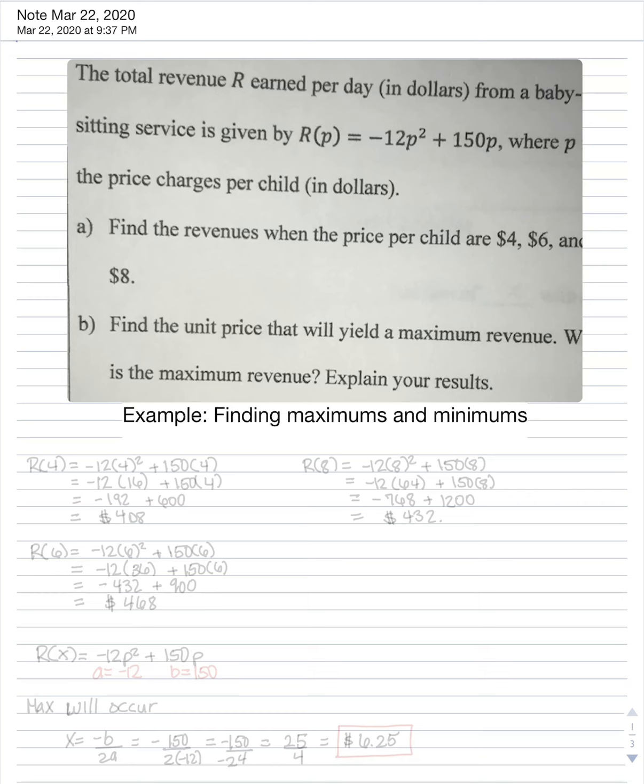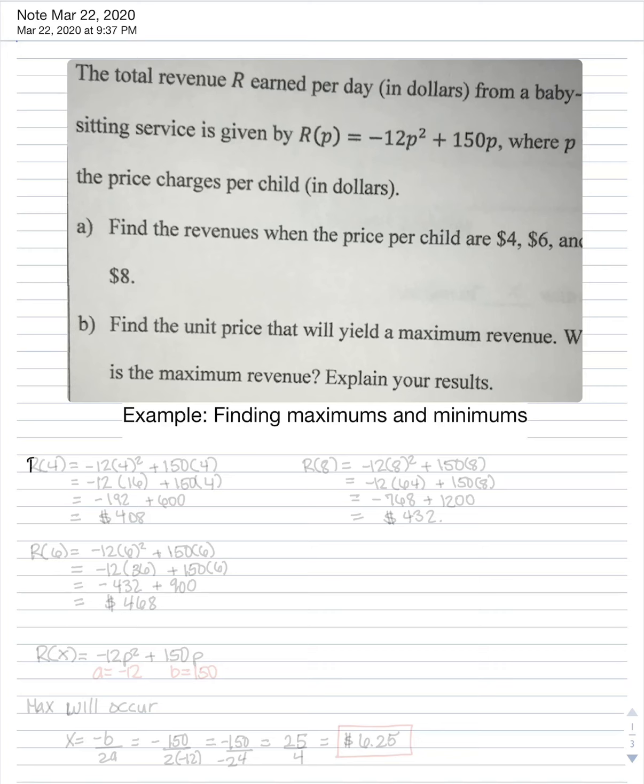Okay, so the first part of the question tells us simply to find the revenues when the price per child are $4, $6, and $8. What this requires is for us to evaluate our revenue function at p is equal to 4, p is equal to 6, and p is equal to 8.